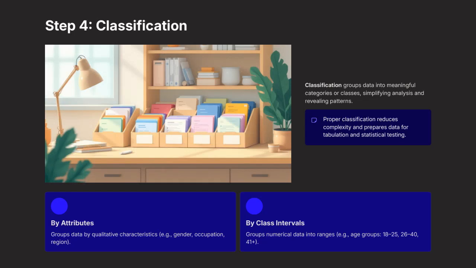Now let's look at how we can group numerical data into ranges, which is often very helpful. For example, we might categorize ages into groups like 18 to 25, 26 to 40, or 41 and above. This approach makes the data more manageable and easier to interpret. On the other hand, we can also classify data based on qualitative characteristics, such as gender, occupation, or region. These attributes help us understand the data from different perspectives and can reveal interesting patterns.